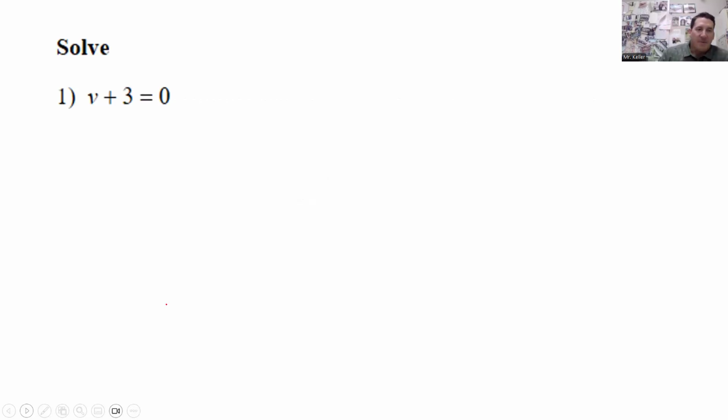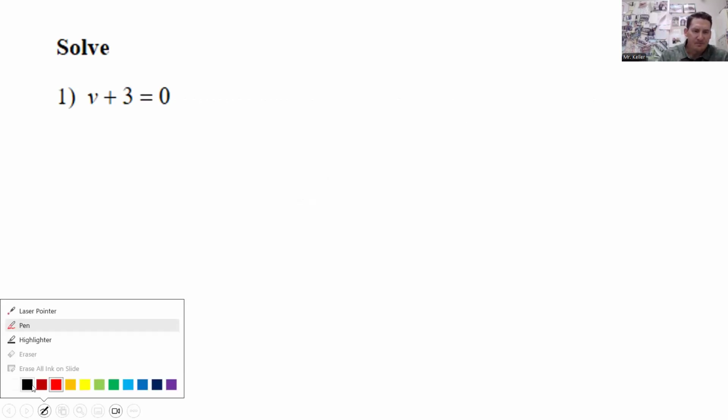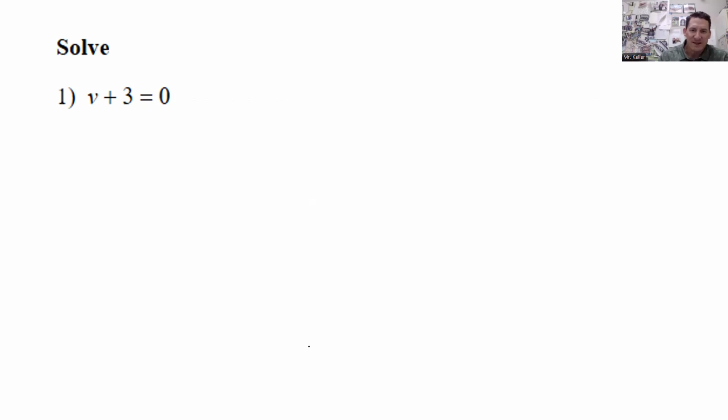So first thing I'm going to do when I'm solving equations, it's not as necessary for these smaller problems, but when we get bigger, it helps. I put what's called a line of separation at the equal sign. The equal sign in an equation is a mathematical statement that says the two sides of the equal sign are the same. They are equivalent.